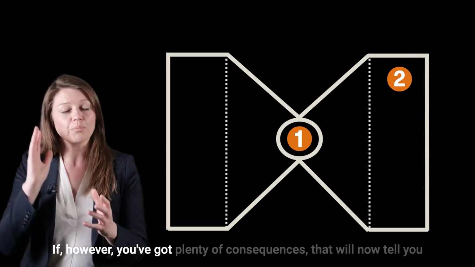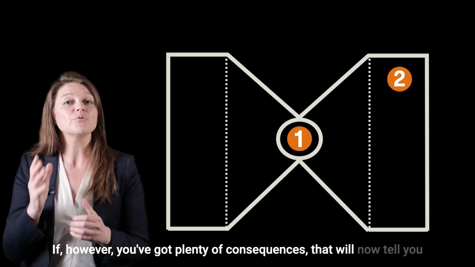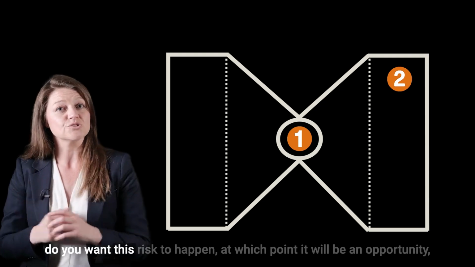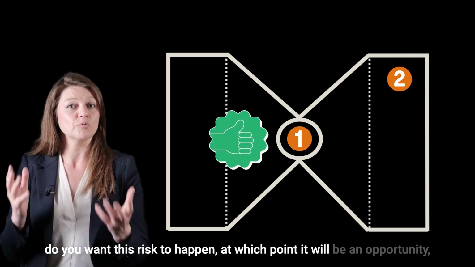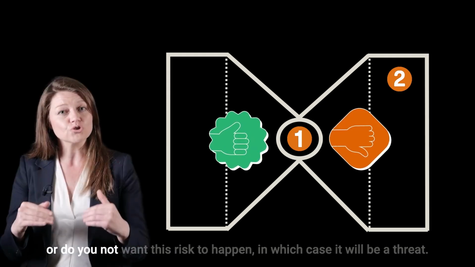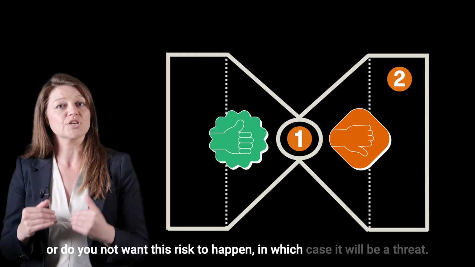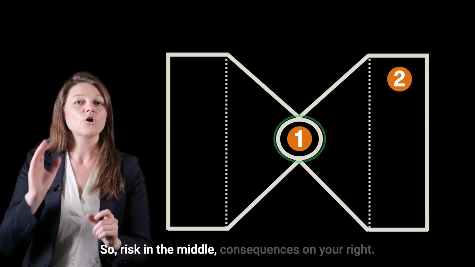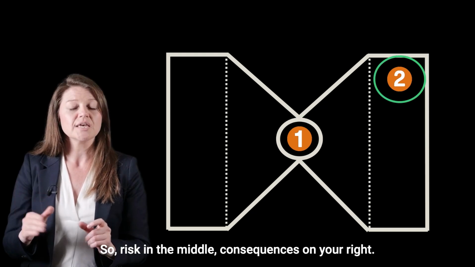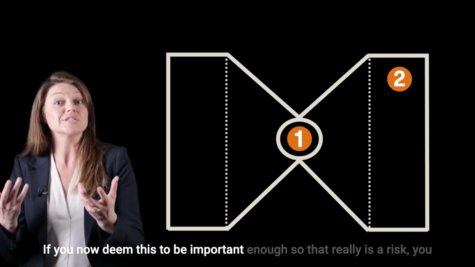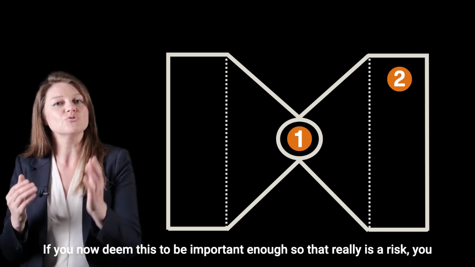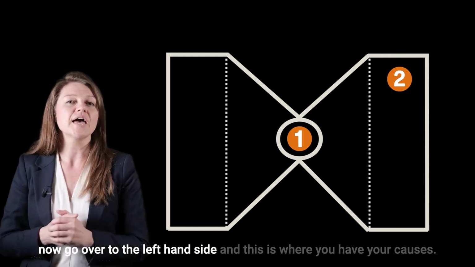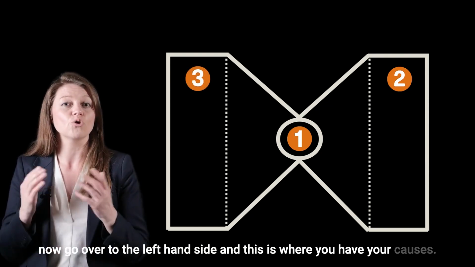If, however, you've got plenty of consequences, that will now tell you, do you want this risk to happen? At which point it will be an opportunity, or do you not want this risk to happen? In which case it will be a threat. So risk in the middle, consequences on your right. If you now deem this to be important enough so that it really is a risk, you now go over to the left-hand side, and this is where you have your causes.